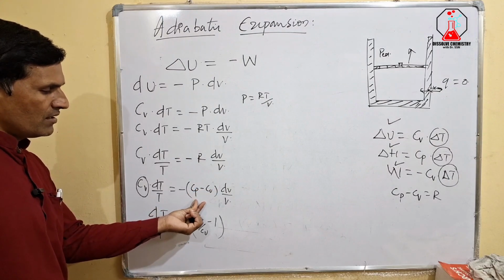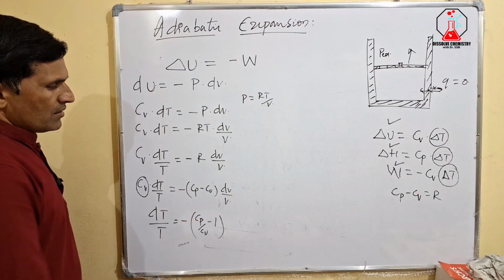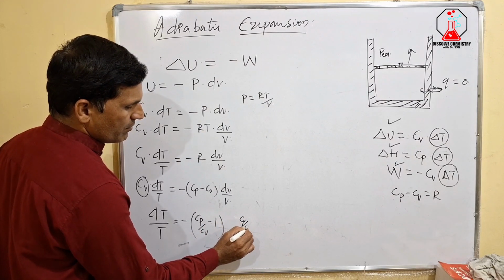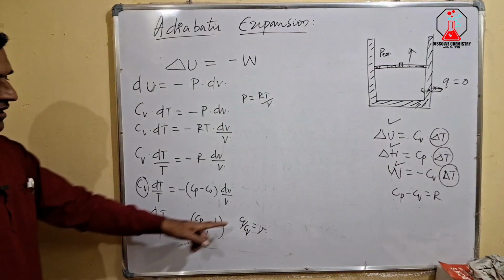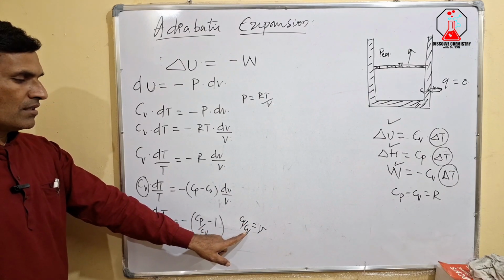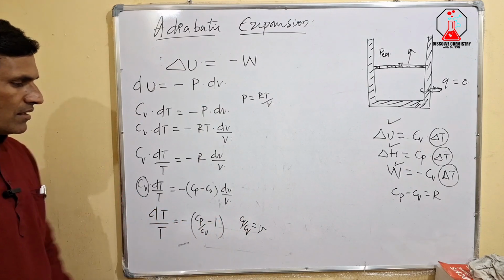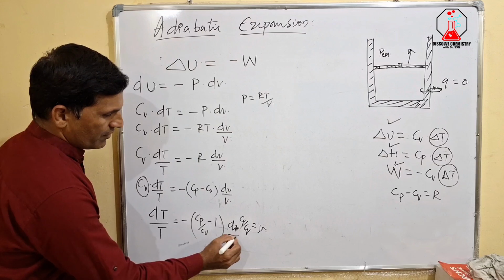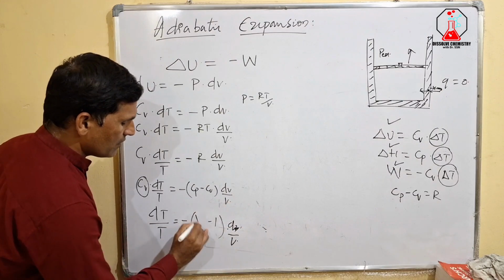Cp minus Cv by Cv, the Cv cancels, so it remains 1, and here Cp by Cv. So now Cp by Cv we will take as rho. Let us take Cp by Cv as equal to rho, the ratio of molar heat capacity at constant pressure to molar heat capacity at constant volume. So Cp by Cv we will substitute as rho, into dV by V.